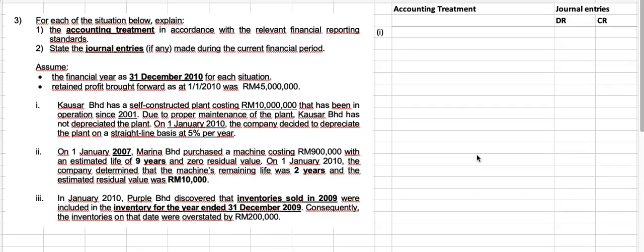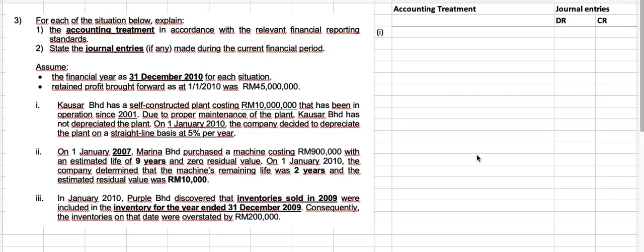Section 3, there are 3 sections here. The first one: for each of the situations below, explain the accounting treatment in accordance with the relevant financial reporting standard, and second, state the journal entries, if any.